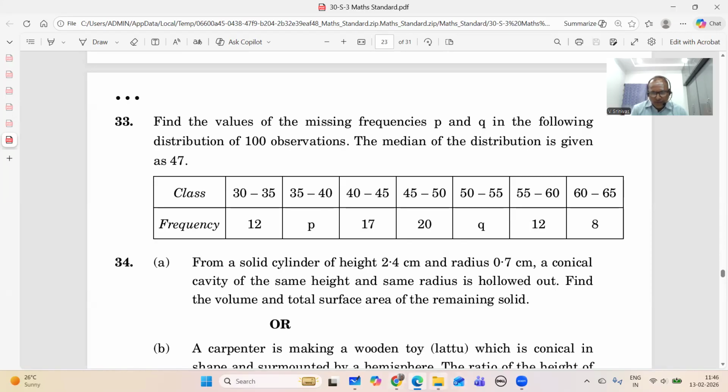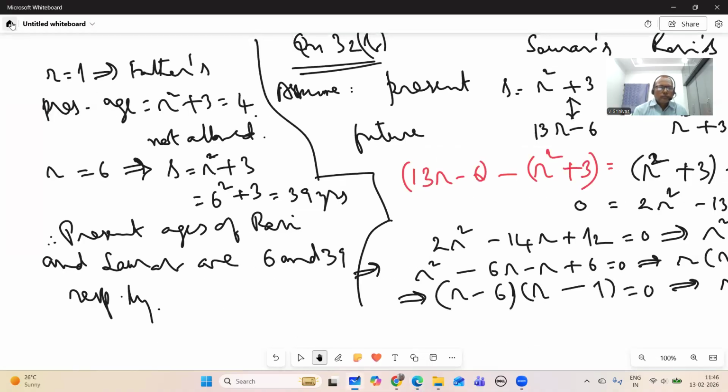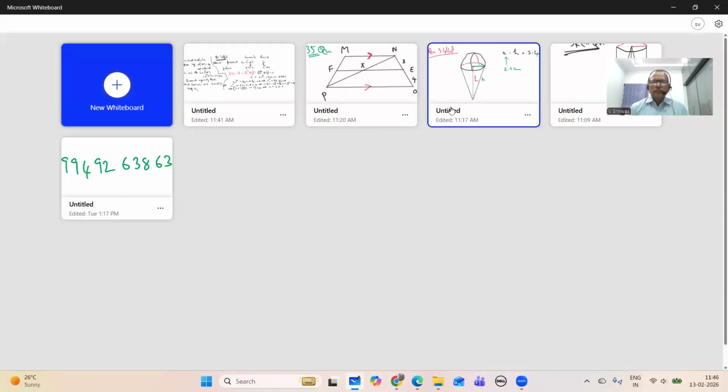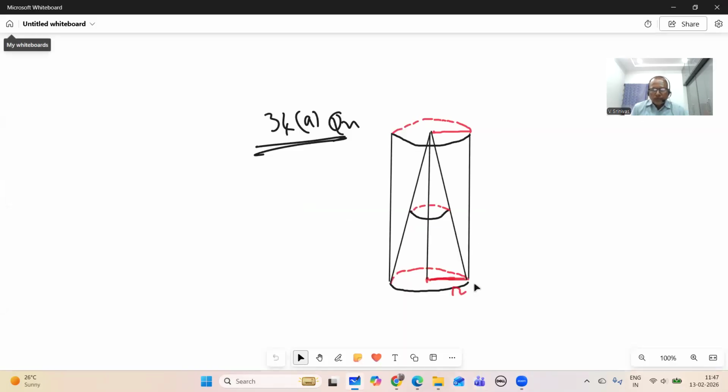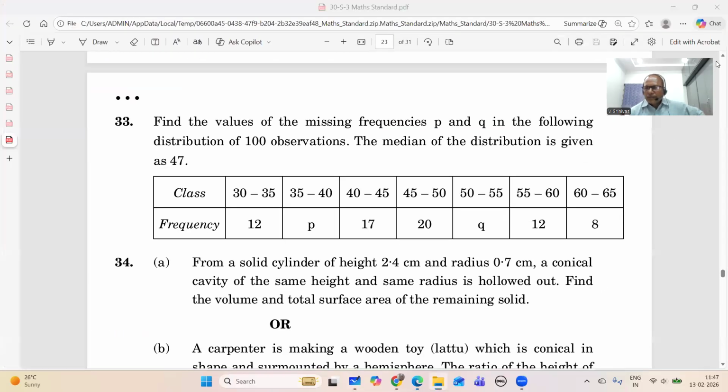Let us look at picture 34A. So we have a cylinder here, right? From this, a cone is carved out, okay, of the same height. This is the height of the cylinder. It also is the height of the cone which is carved out. And for this cone, the radius is the same as the radius of the cylinder. We are given the radius and height of the cylinder.